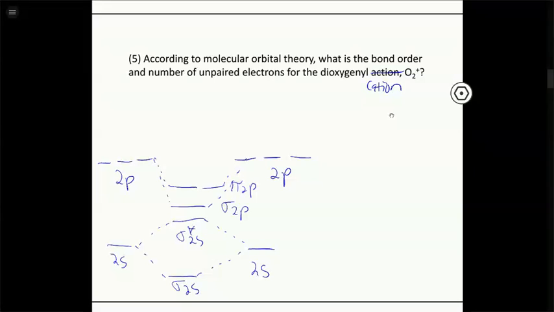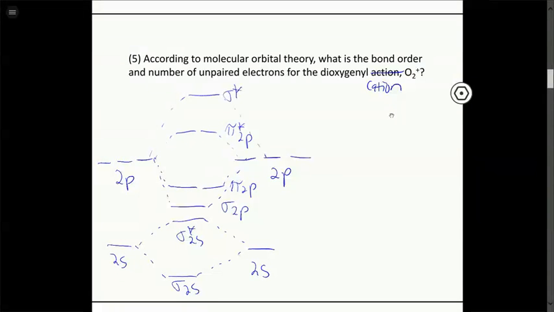These are both bonding orbitals. So we have 6 p orbitals. 3 of them go down in energy to form bonding combinations. And then we also have the anti-bonding pi star and then sigma star. All right, so that's the order of the orbitals from lowest to highest, and this is sort of the atomic orbital parentage that they come from.